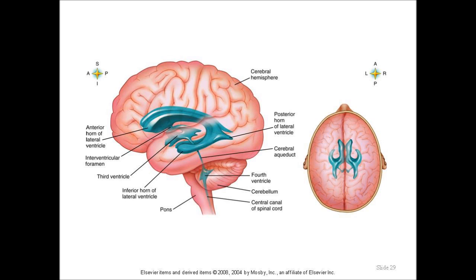Then the cerebral aqueduct drains the 3rd ventricle into the 4th ventricle. The 4th ventricle is kind of a diamond-shaped region just anterior to the cerebellum. From the 4th ventricle, there are spaces that open up into the subarachnoid space, and the fluid can then circulate around the brain. There's also a central canal that goes down through the spinal cord.